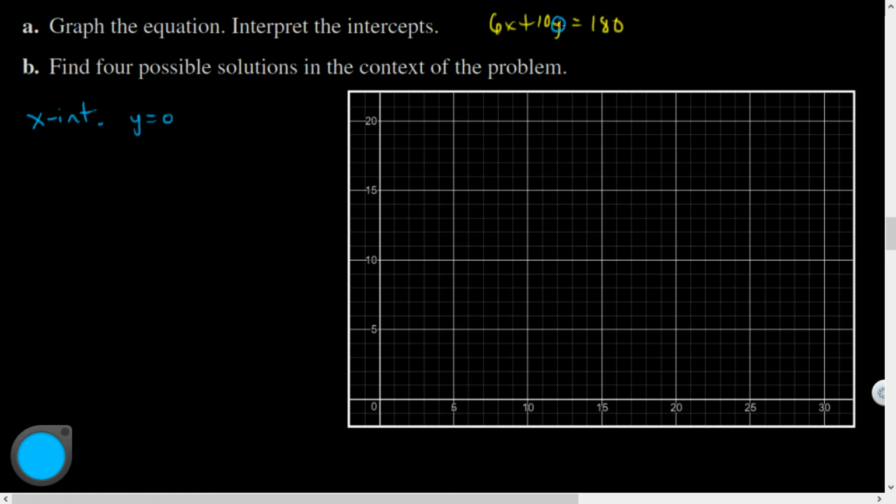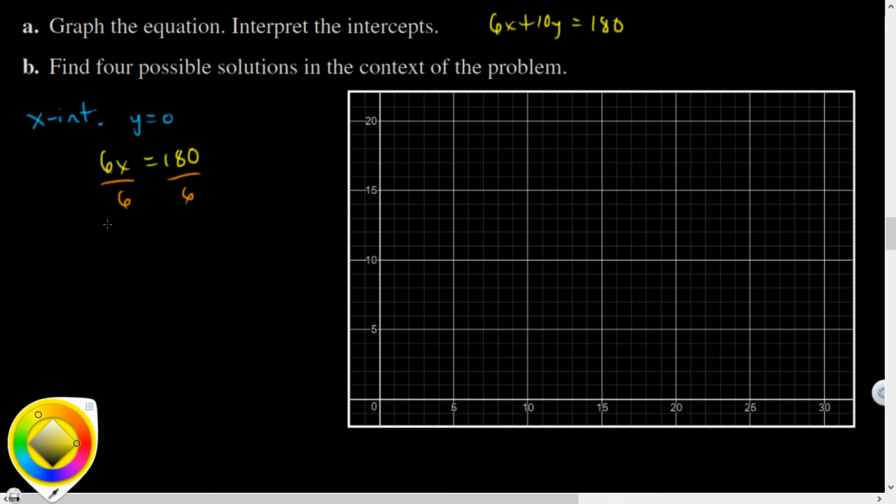So, right, 10 times 0 is 0. I can just get rid of that. And let's see, so we'd have 6x equals 180. All right, she said to divide. And I'm going to get x equals 30.